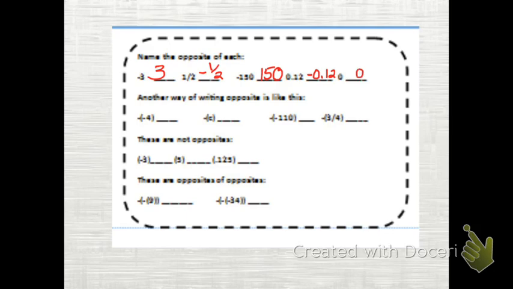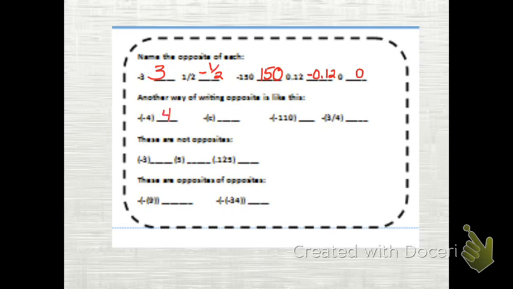Tricky question. Okay, now another way that you're going to see opposites written is like this, using these parentheses. So do you see how there's a negative outside of the parentheses? That really means, because we said a number next to parentheses means multiply, multiply by negative 1, but you can just think of it as the opposite. So you can read this as, what is the opposite of negative 4?